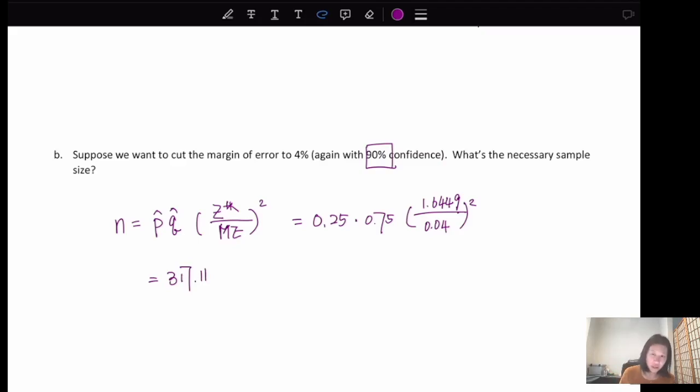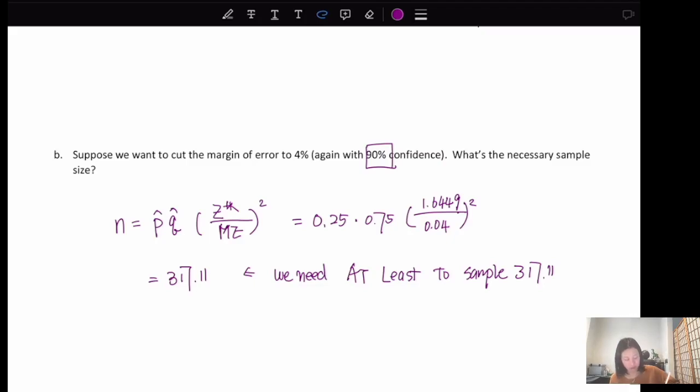In this case, you may think about rounding down. But think about it: we wanted to reduce the margin of error. That means we need to sample at least 317.11 people. In that case, we have to round up. Even though this is less than 0.5, we still need to round up. We want it to be more accurate.